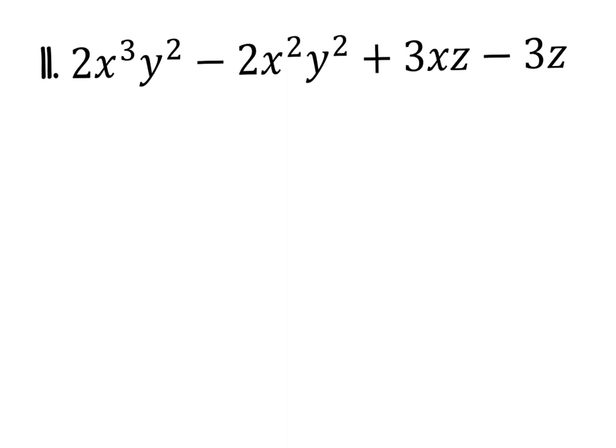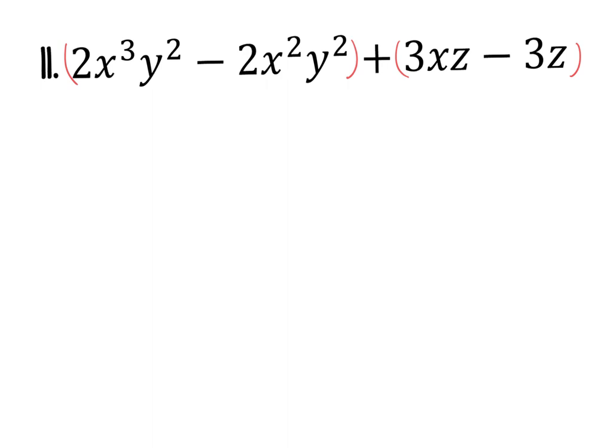So when you have multiple variables, you're going to treat it exactly the same. You're going to treat your positives and negatives the same. You're going to look at your common factors the same way. You just have to consider all the variables. So for this one, I'm going to start the same way I did the other ones. I am going to group. I'm grouping behind a positive, so I don't have to do anything with my signs.